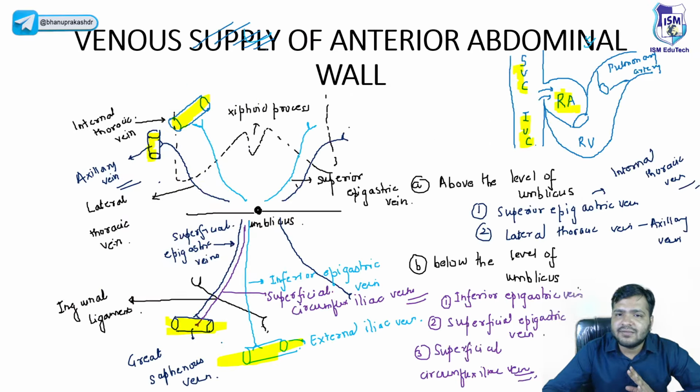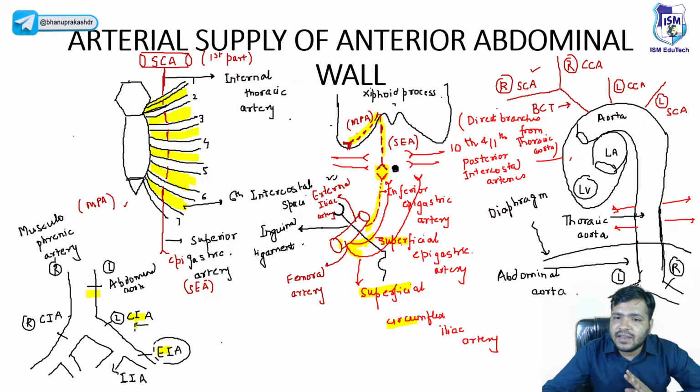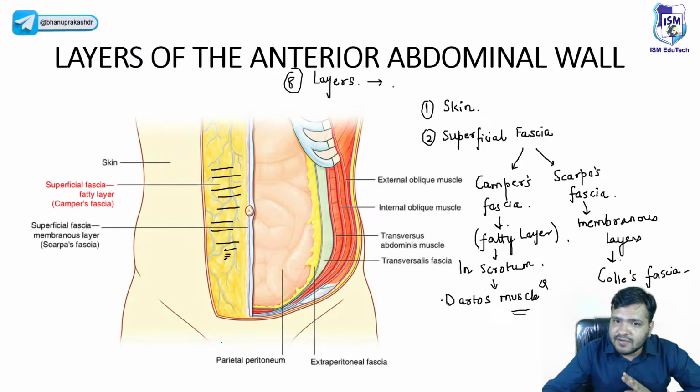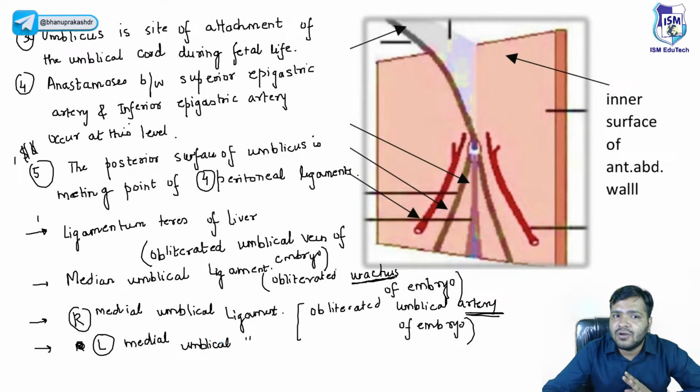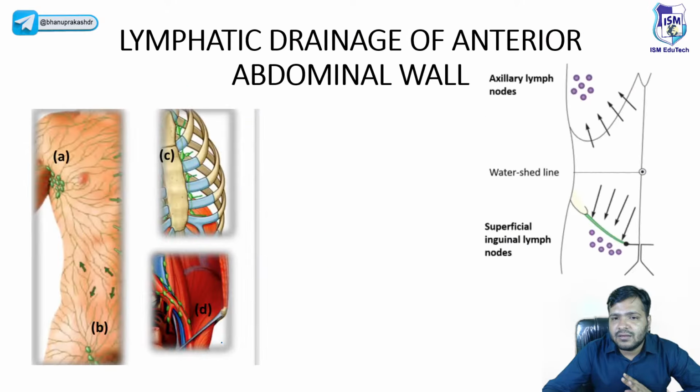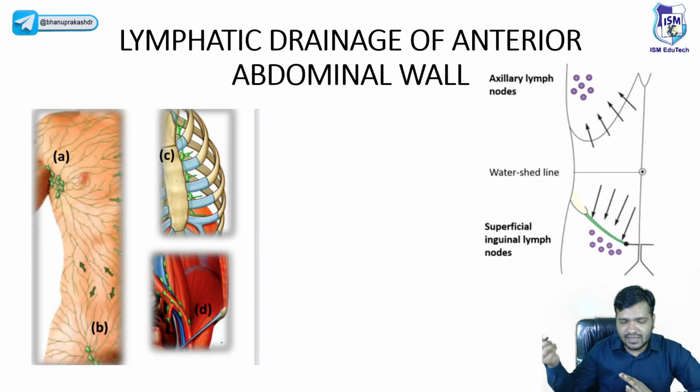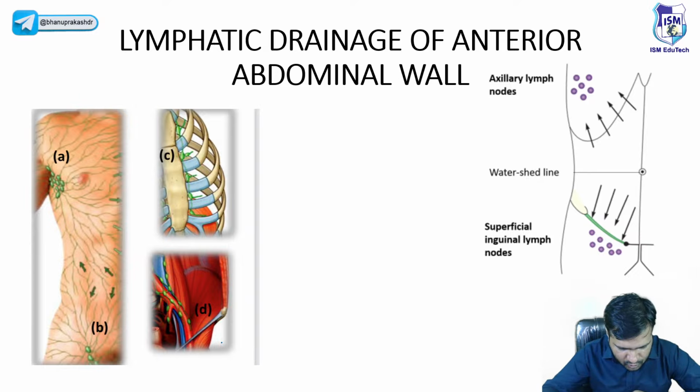Lymphatic drainage is done, venous drainage is done, we have understood the arterial supply very well, the layers of the abdomen, and we have discussed the remnants, the medial umbilical ligament, Meckel's diverticulum, and we also discussed the corresponding clinical anatomy part. So we have already discussed the lymphatic drainage. You have already seen this particular diagram which is given in the book as well.